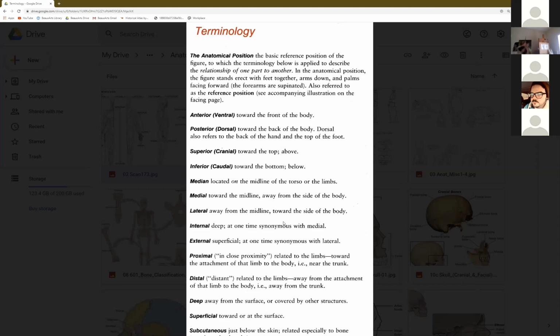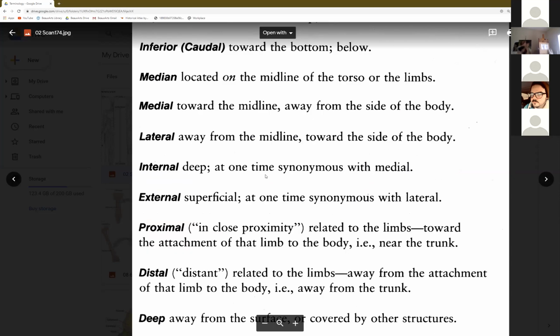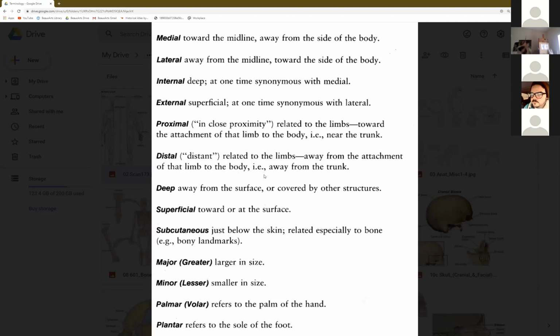So internal is synonymous with deep. External is, again, like superficial. Proximal is in close proximity. That usually means towards the trunk, and distal means further from. And by the way, typically when we talk about muscles, there's the origin and the insertion, and the origin is usually what is closest to the trunk or the proximal end of the muscle. And the insertion, the idea is that you're originating from the trunk and you're reaching outward to the extremities. So the insertion end of muscles would be the distal end.